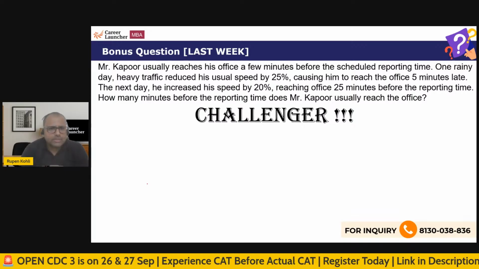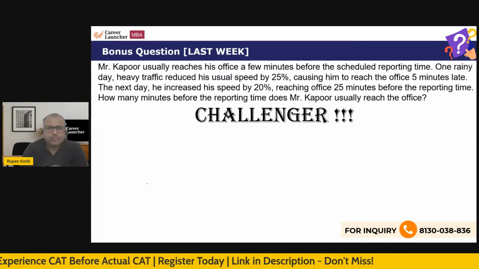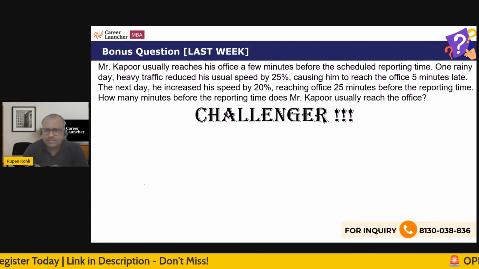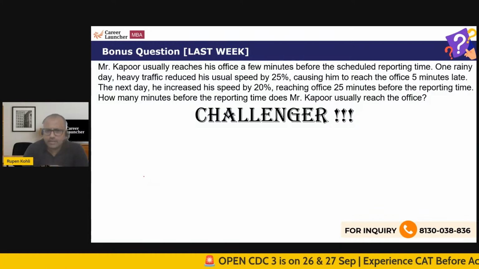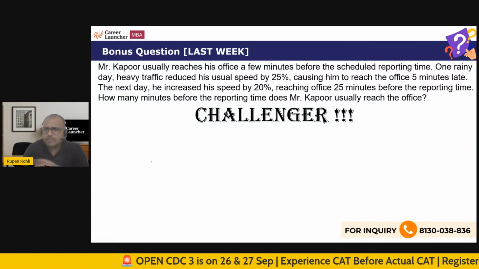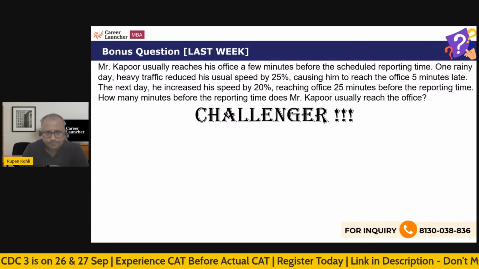Mr. Kapoor usually reaches his office a few minutes before the scheduled reporting time. One rainy day, heavy traffic reduced his speed. So it's a question of TST. His speed changes by a certain percentage. Basically, this question is on the ratio method, where the speed changes in a ratio. First, his speed reduces by 25%.